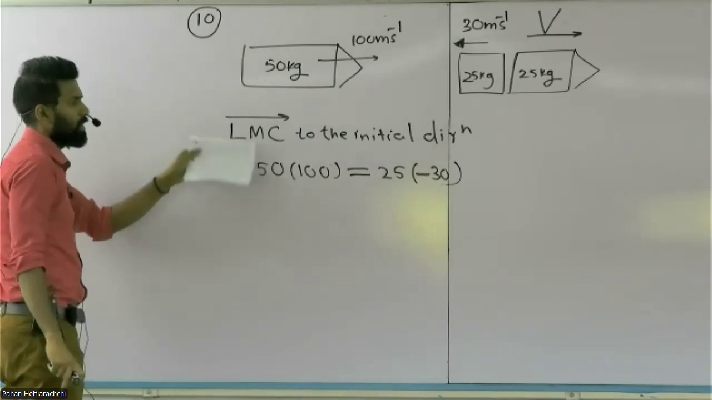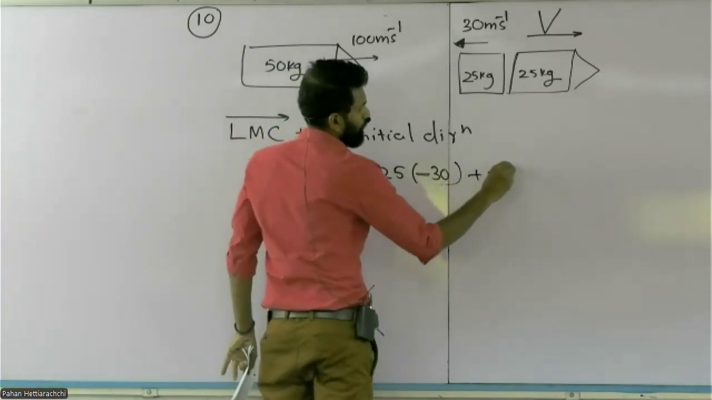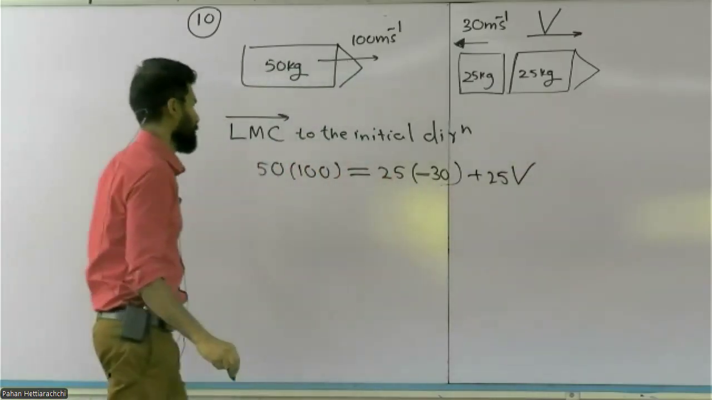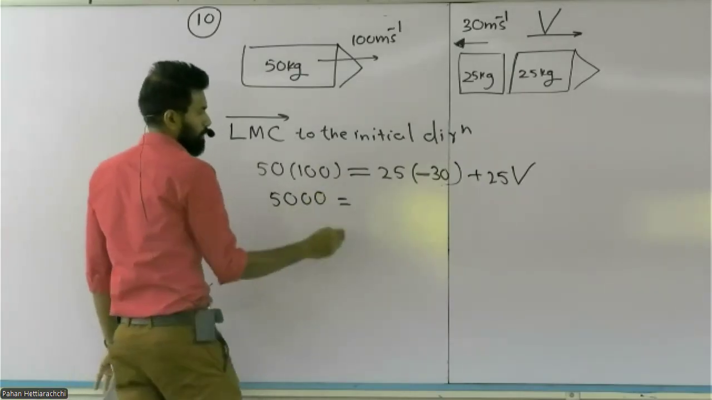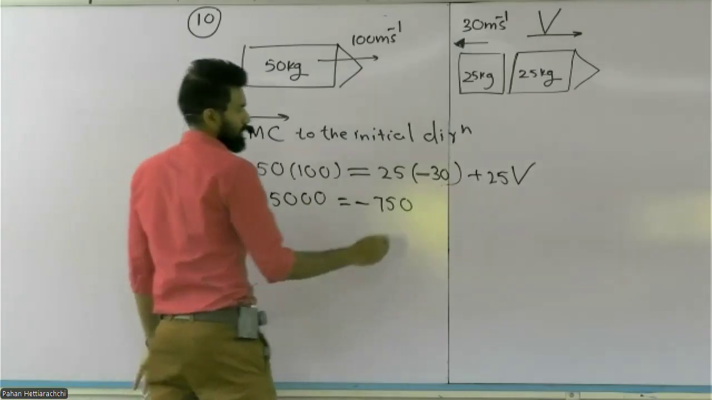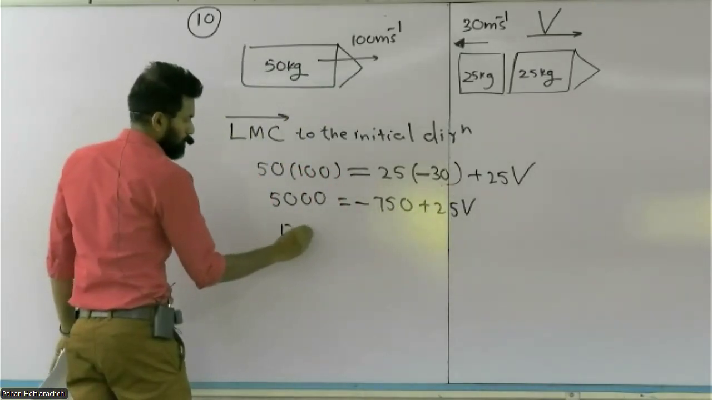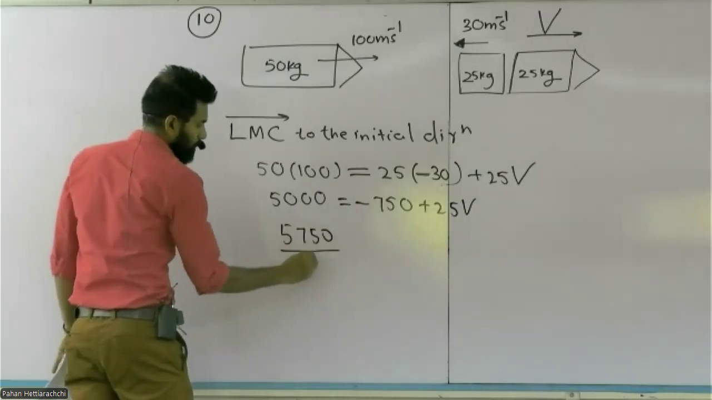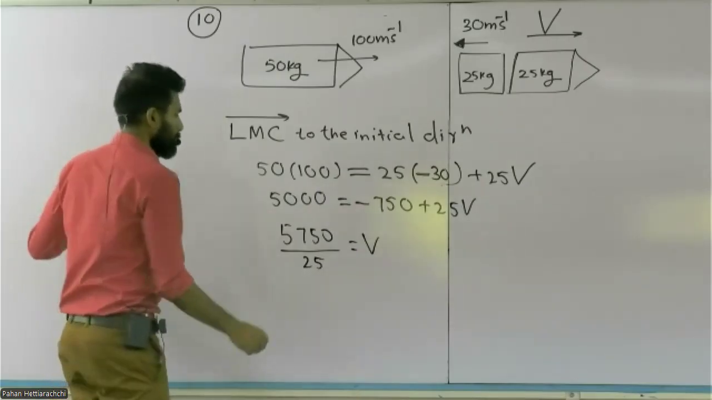50 into 100, 25 into minus 30 plus 25 into V, the momentum from the other fragment. 5000 is equal to minus 750 plus 25V. 5750 divided by 25 is the velocity of the other fragment. Okay.